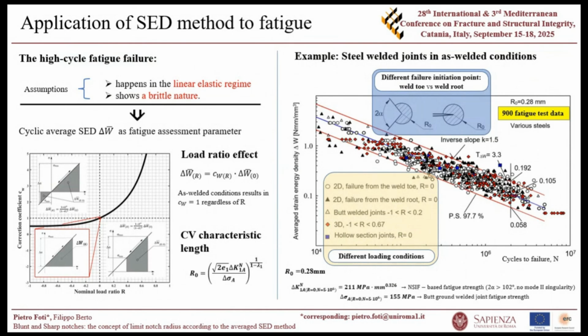The first assumption is that the fatigue failure happens in the high cycle regime, in the linear elastic regime, as it shows a brittle nature. As you can see, through this method, you can also account for different effects that are known to influence the fatigue behavior, such as the load ratio effect. You can deal also with different failure initiation points, such as from the weld. In this case, I reported the case of weldments because it's the most famous and the first one that has been done to apply the method. And you can also account for different loading conditions.